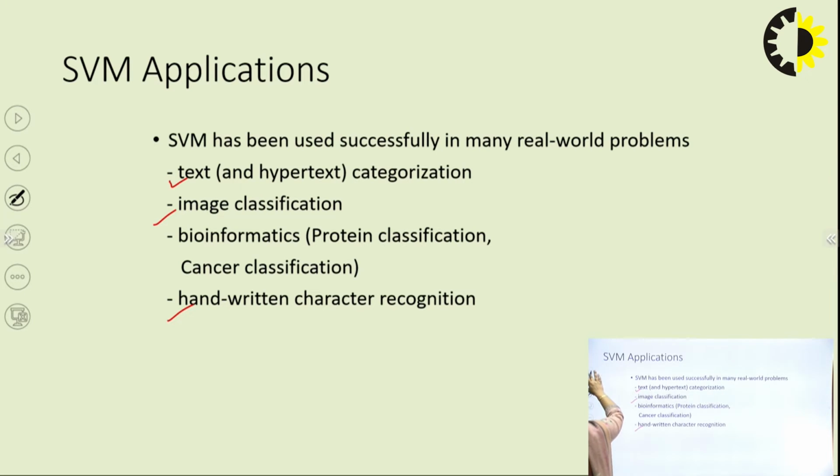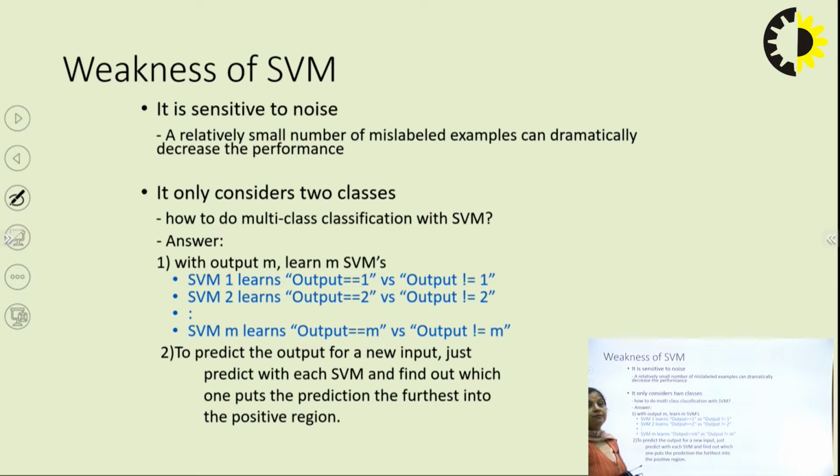Now, one more thing we can discuss here, that is the weakness of SVM. It is sensitive to noise. A relatively small number of mislabeled examples can dramatically decrease the performance. It is sensitive to noise because we are finding the hyperplane based on the support vectors. If by chance the support vectors are the result of noise, then it may create problems here. Now, the second thing is, it only considers two classes because we are finding the hyperplane between two classes.